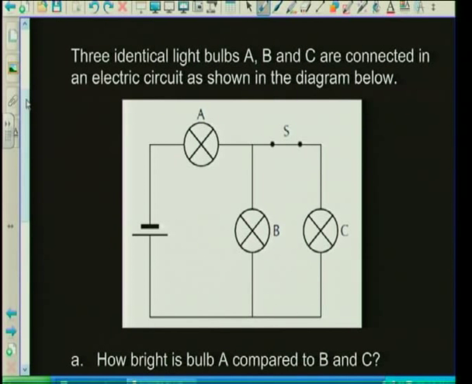So, let's look at our very first question. It says to you, three identical light bulbs. What does that mean for us? They have the same resistance. A, B, and C are connected in an electric circuit as shown. I'm not even going to look at the question. First thing we're going to do is look at what happens with the current.